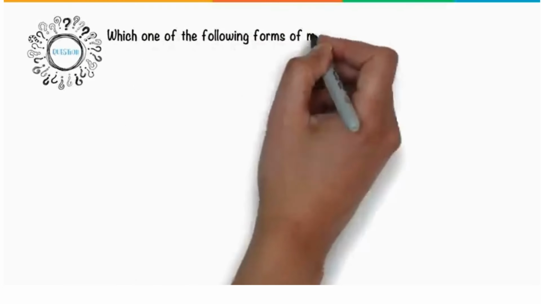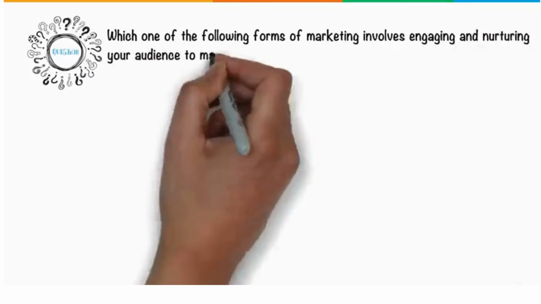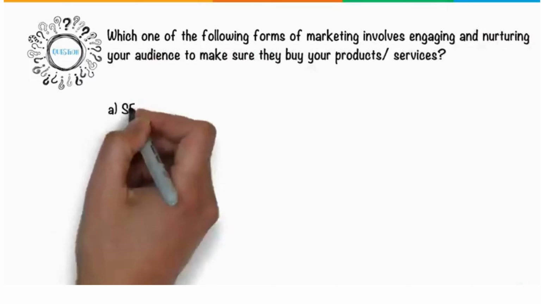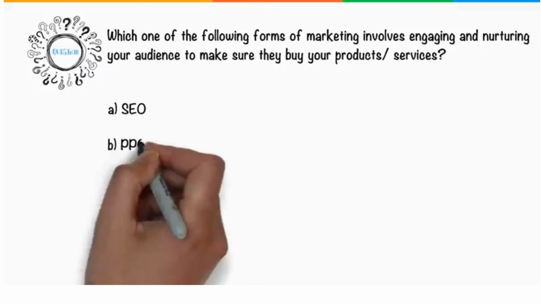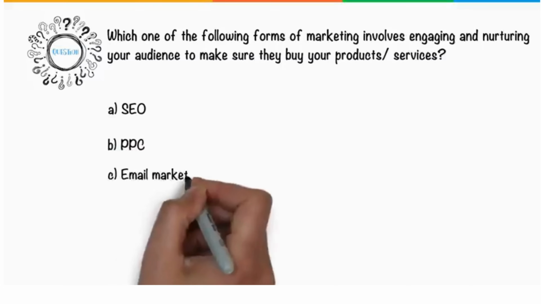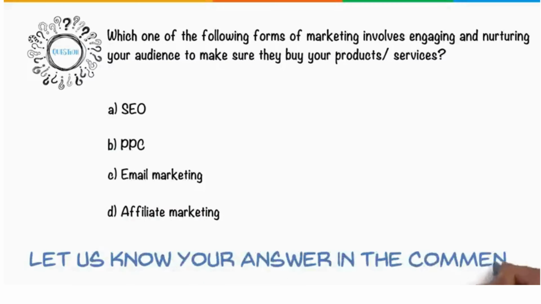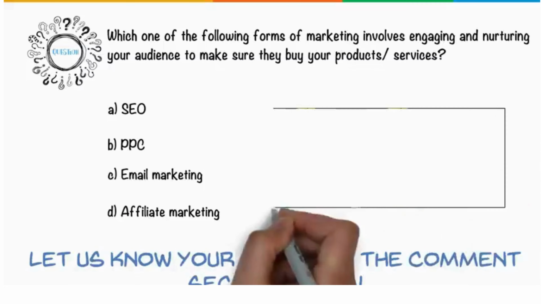Now, as we wait for the results, let's take a break and look at a quiz. Which one of the following forms of marketing involves engaging and nurturing your audience to make sure they buy your products or services? A. SEO. B. PPC. C. Email marketing. D. Affiliate marketing.